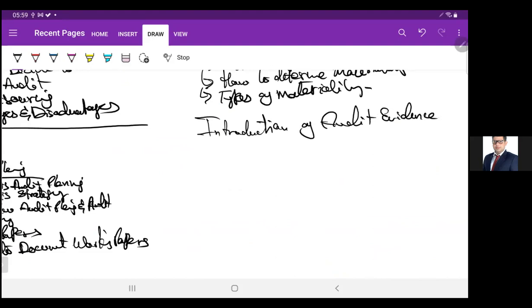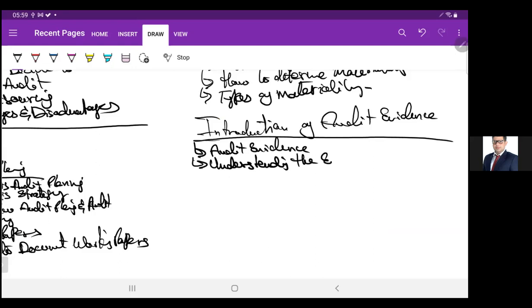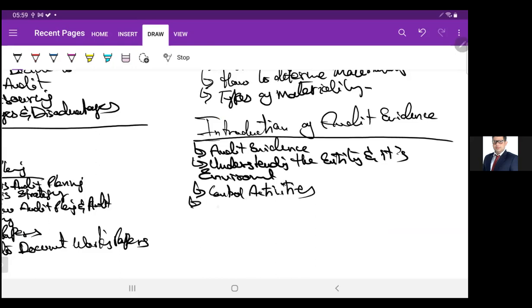In the introduction of audit evidence, what we will cover: what is audit evidence, understanding the entity and its environment, that is control activities, control environment, risk assessment, evaluation of system and monitoring.